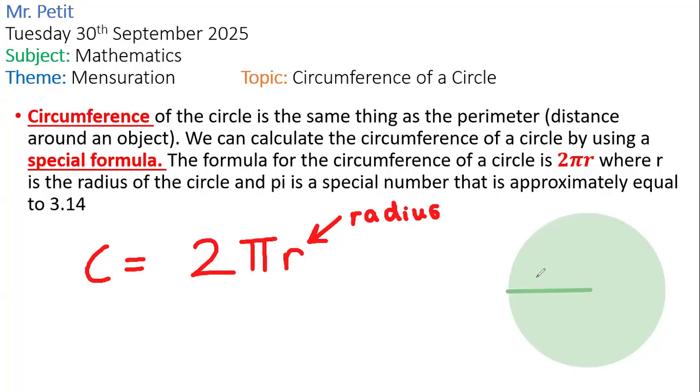So this is very important. This is one of the most important parts of this. The radius is this part, and I want you to draw that in, right? This is the radius. So the radius is going to be what? Half of the diameter. Same thing, right?